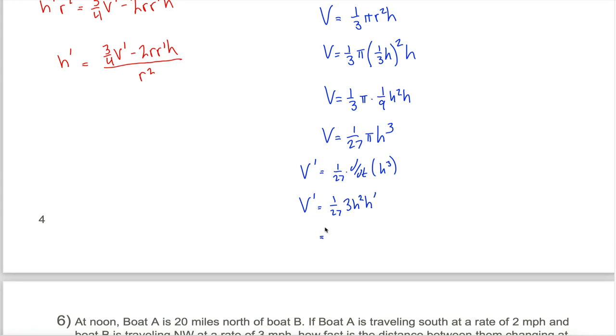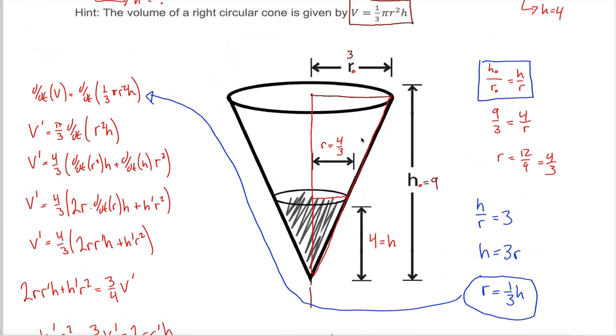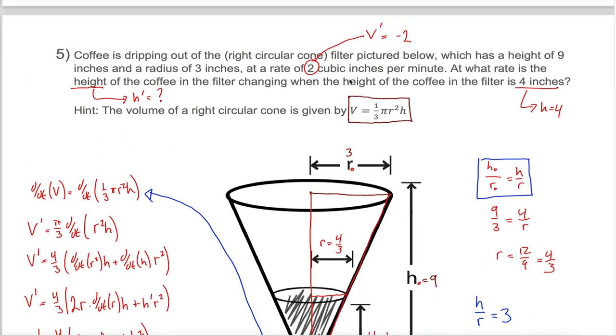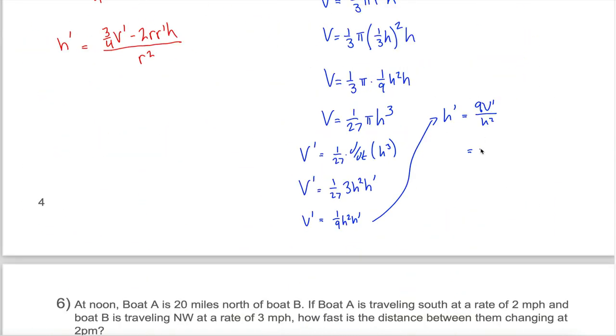I can simplify this a little bit. 1/27 and the 3 cancel out to leave me with 1/9 h squared h prime. And since h prime is what I'm looking for, I can multiply both sides by 9 and then divide both sides by h squared to get h prime is equal to 9v prime divided by h squared. I don't just want an expression that represents h prime. I want to know h prime at this instant, where the height of the coffee in the filter is 4, when h equals 4.